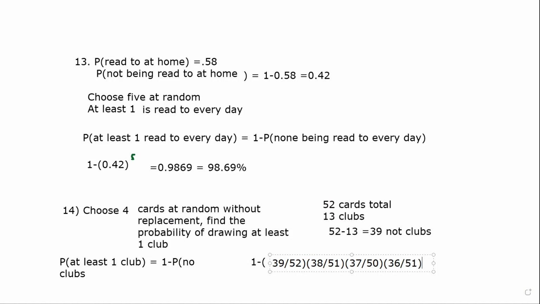So now there's a little bit more stuff to enter. It's 1 minus, and then we have 39 of 52. We calculate all that? Okay. You can reduce this fraction, 39 of 52. The other fractions don't reduce, but this one should.